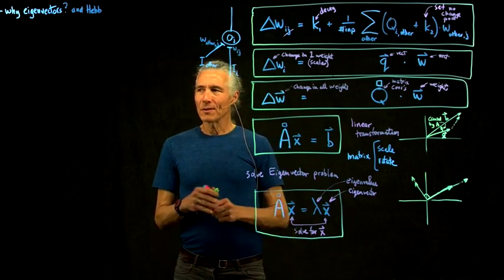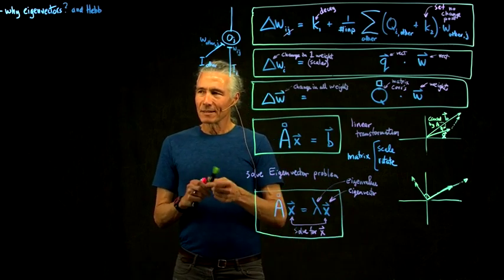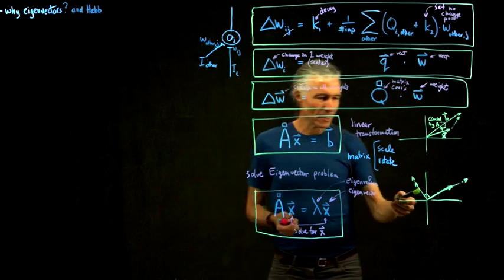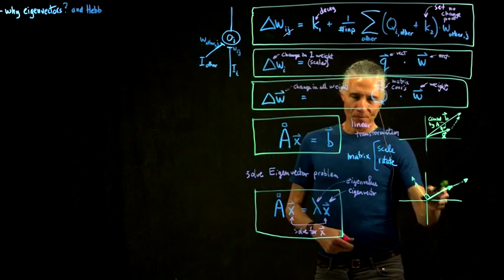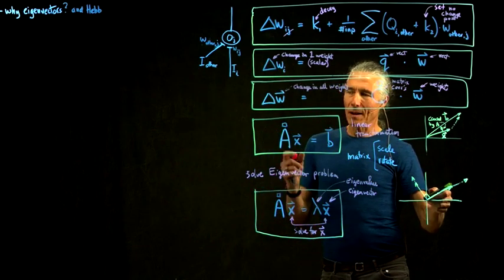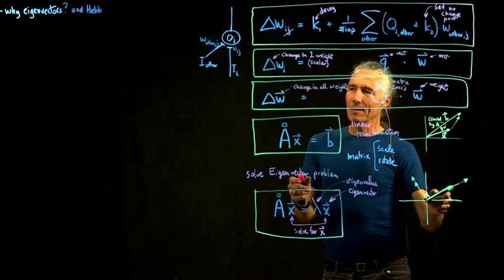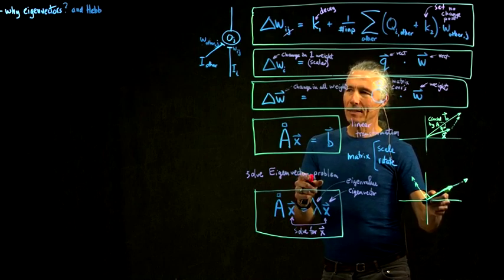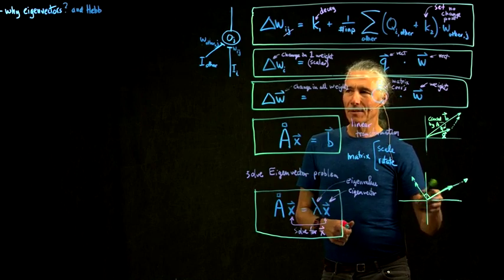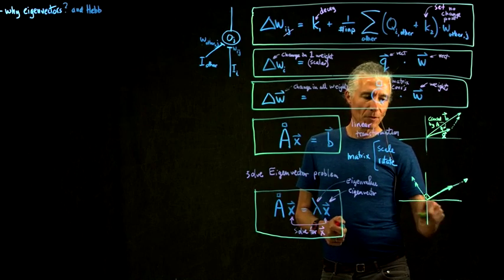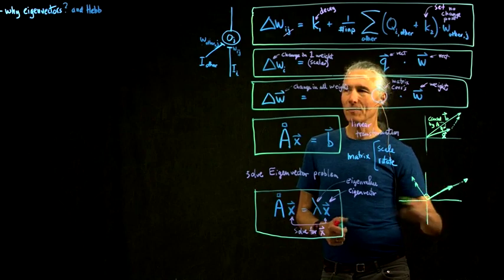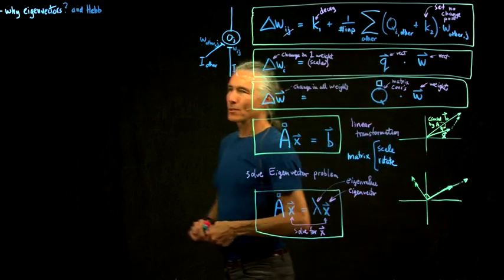So that's what the eigenvectors are. They're the directions in space that when you operate on a vector with that matrix, it only stretches. And there's as many of those as there are dimensions in the space. So this is a two-dimensional space, so there'll be two eigenvectors for a two-dimensional space.